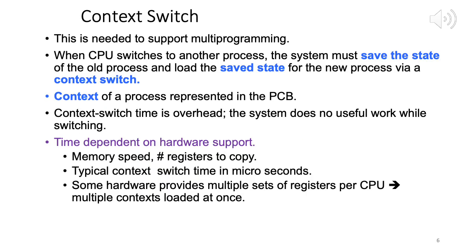Okay, now I am on slide 6 where we are talking about context switch. Okay. So what exactly is this context switch? So first line here states that this is needed to support multi-programming. So now one thing we look at is in chapter 1 we discuss the concept of multi-programming. So what exactly is this multi-programming?